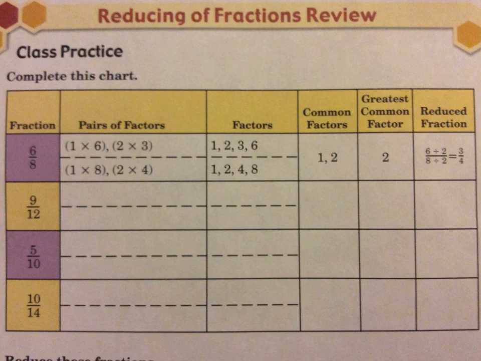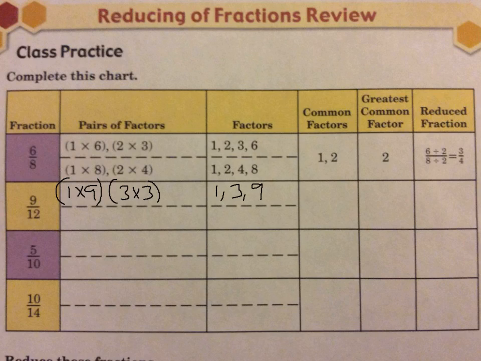Okay, so class practice number 1, we have a chart that we need to complete. They've done the first section for us, and we need to go ahead and get started where it says 9/12. We're going to do our pairs of factors for 9. Remember, the easiest one is always going to be the 1 times whatever the number is, 1 times 9. What else goes into 9? 3 times 3. And so our factors are going to be 1, 3, and 9.